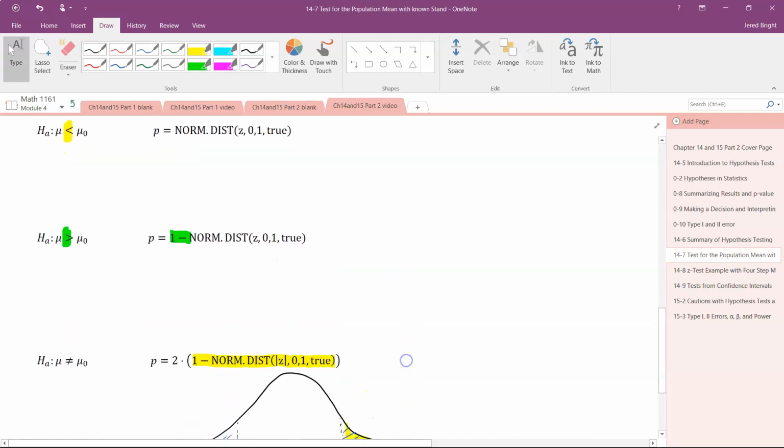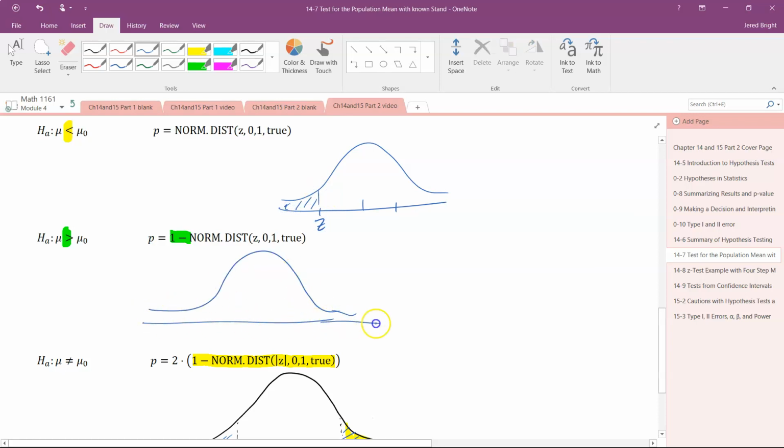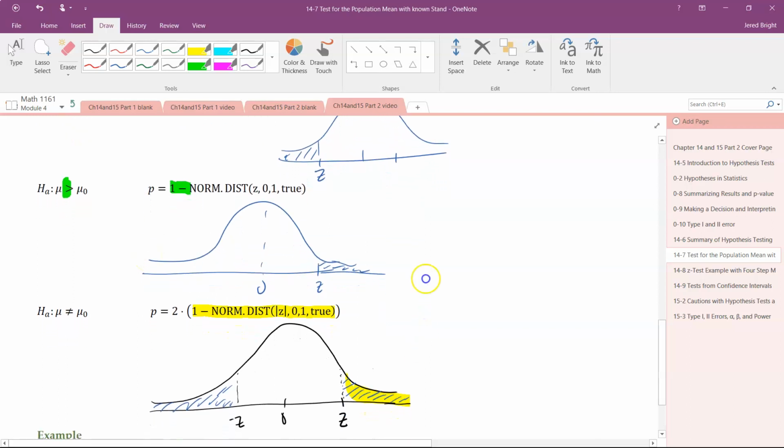Okay, so these are very much in line with our past knowledge of the standard normal distribution. If we got a z here, we would go to the left. If we got a z value over here and we wanted the right, we would do the 1 minus. So consistent with what we've learned with the normal distribution.